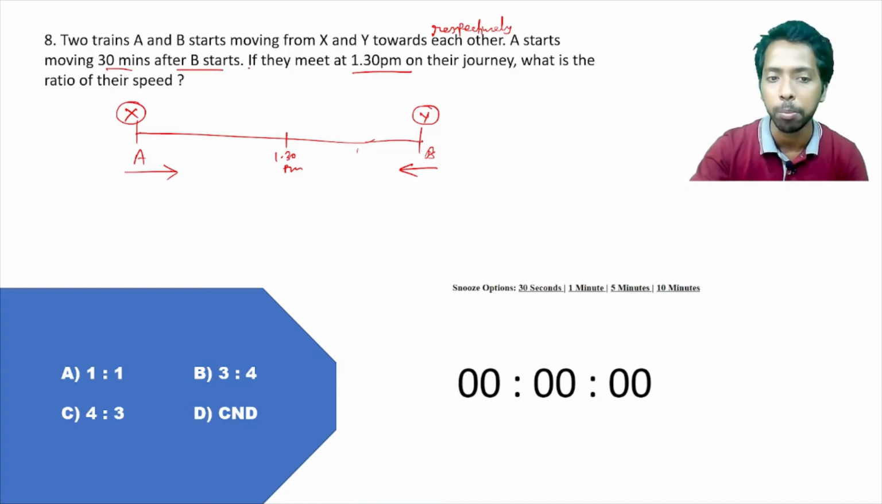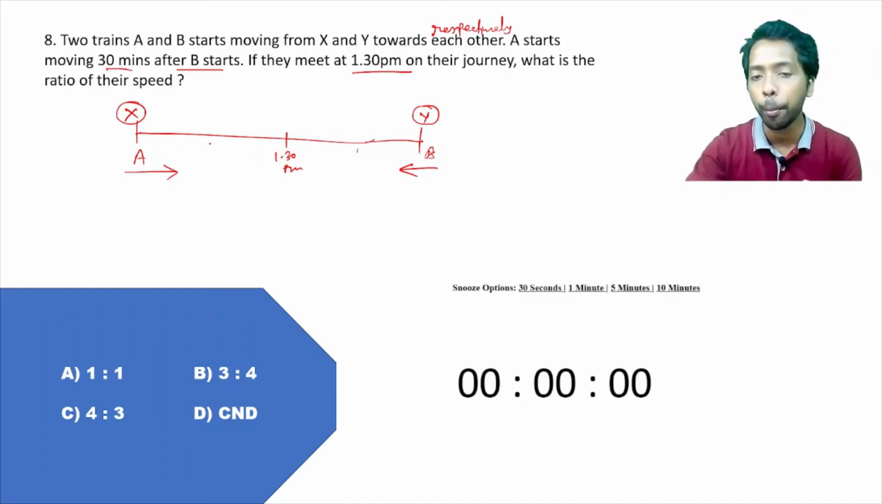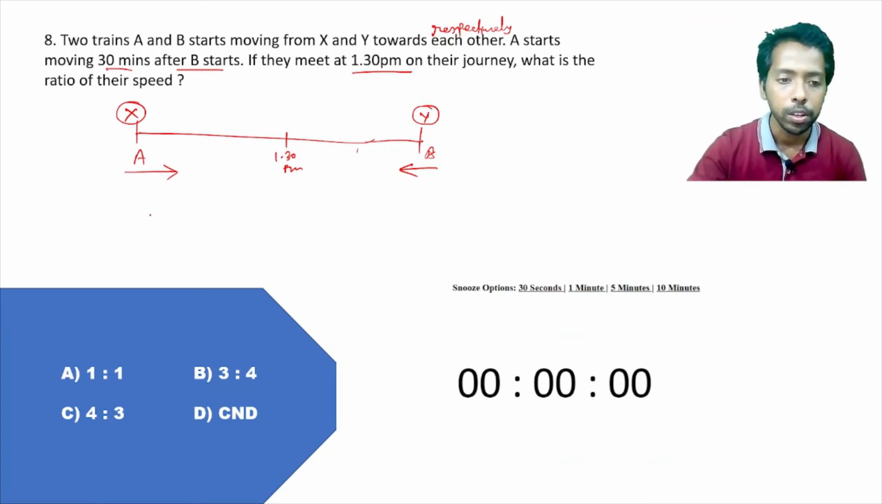30 minutes after B starts, A would start its journey. Now, the meeting time is given, at 1:30 p.m. But if the initial time is not given, we cannot find the time taken to reach the meeting point, either for A or for B. We cannot calculate it, right? So this answer cannot be determined.